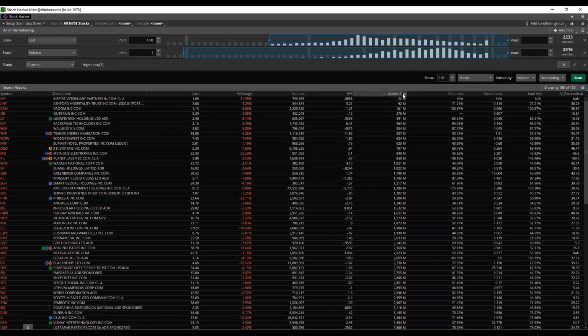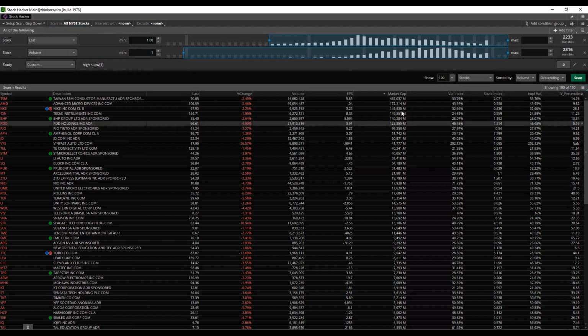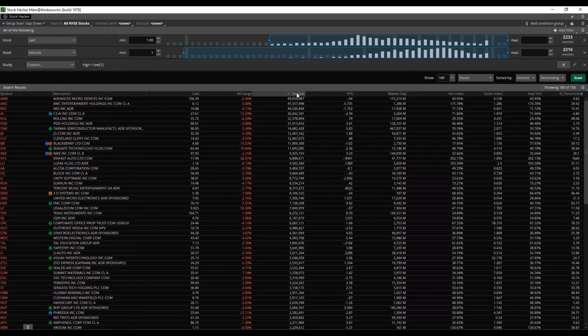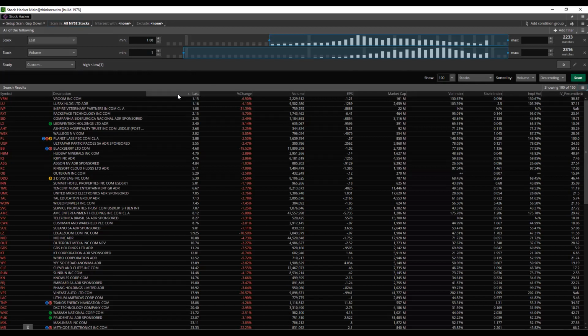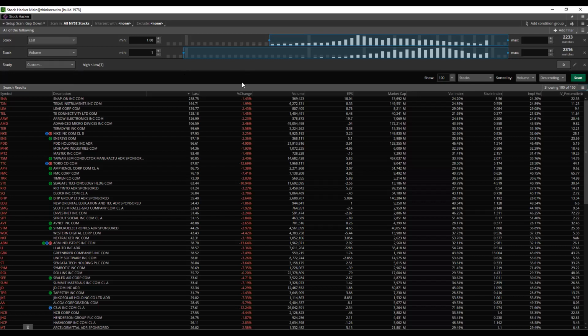Now you can filter these by market cap, going from highest market cap to lowest. You can filter it by volume, however you prefer. You can also do it by price, basically the last trading price. Let's go ahead and look at the first one that popped up, SNA. We'll come over to our chart and take a look at SNA.